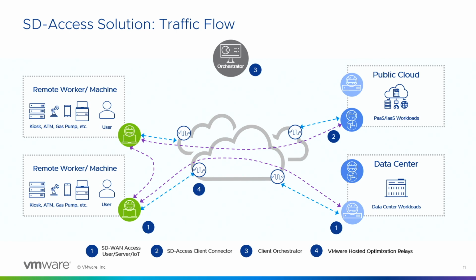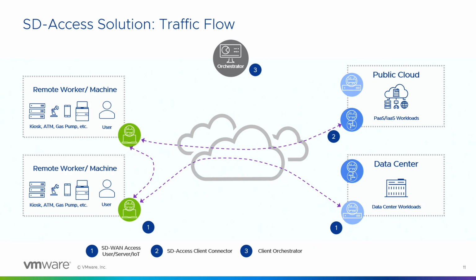So what is the actual flow of traffic? In this particular case, we've got users. I've got remote workers that have a client. These can have direct path between them in a mesh, and then access out through the cloud to either the public cloud or a data center to the resources.